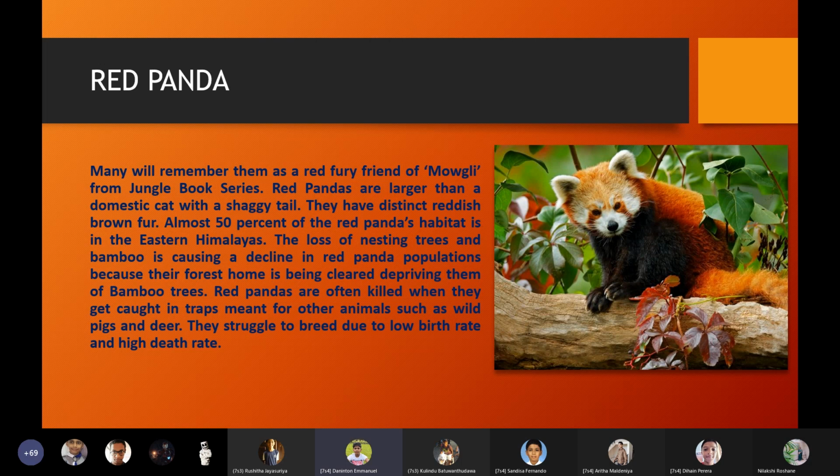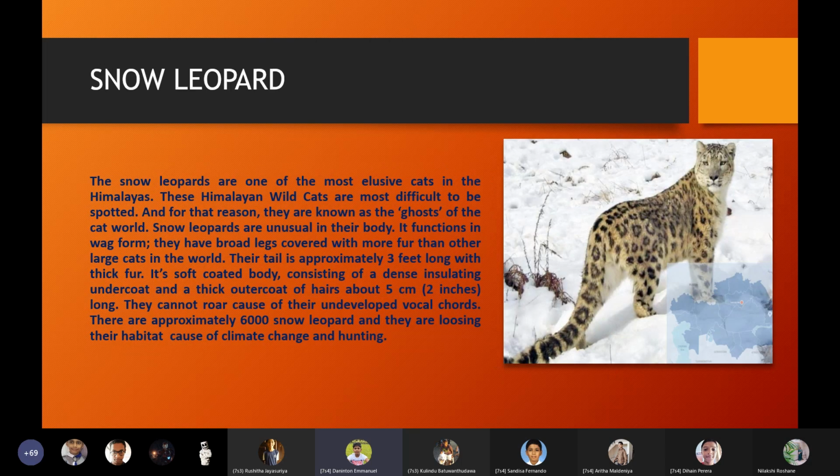Because their forest home is being cleared, they are deprived of bamboo trees. Red pandas are often killed when they get caught in traps meant for other animals, such as pigs and deer. They struggle to breed due to low birth rate and high death rate. And the first is the snow leopard.